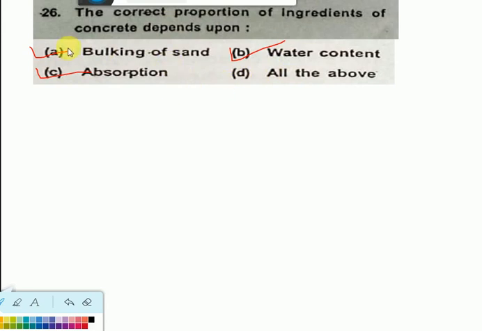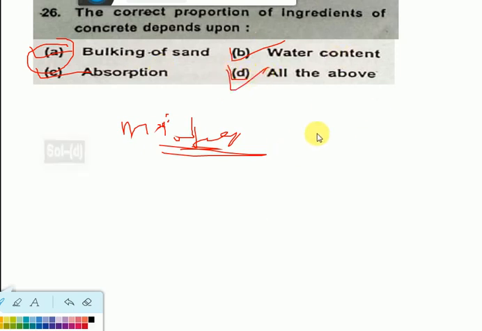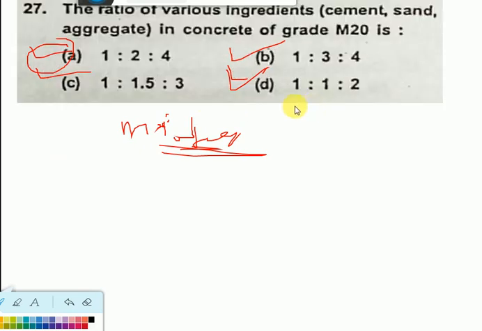See, we require the bulking of the sand because of how much moisture is present in the sand, that is bulking of sand. And the water content, how much water content is required for all the materials, whether sand, coarse aggregate, or fine aggregate. So water content is also required, and the absorption, how much it will absorb. So all of the above. For this question, all of the options are the correct answer. Let's move to the next question.